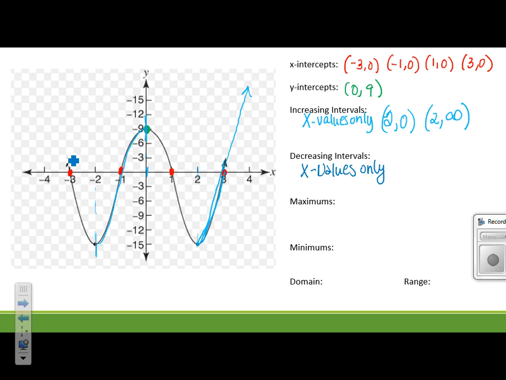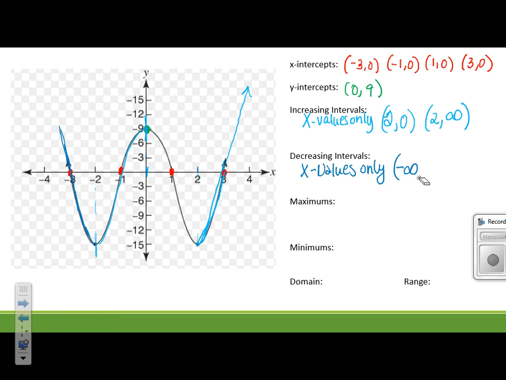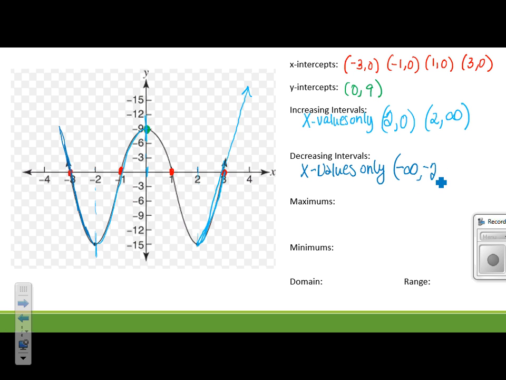So where is it decreasing? Well, it's actually decreasing here. So over here is -infinity all the way to -2. And then it's also decreasing from 0, from here all the way until this point, which was 2.